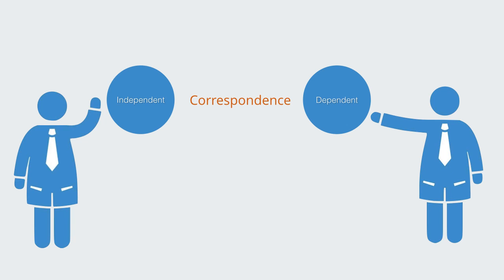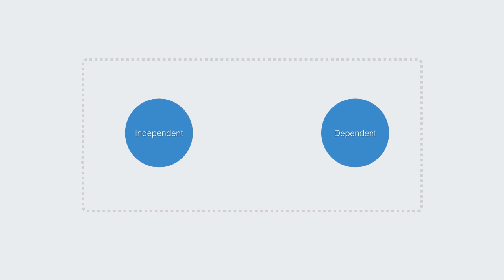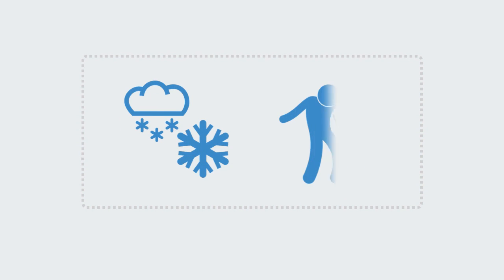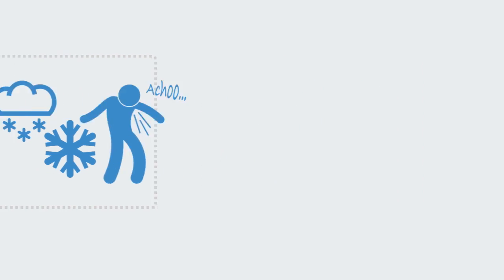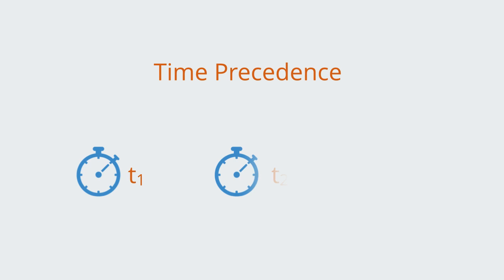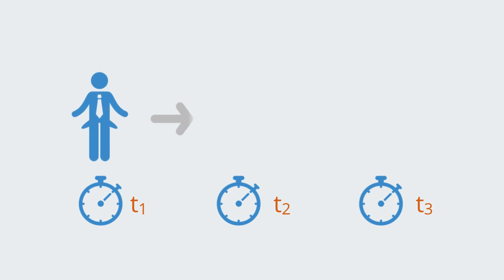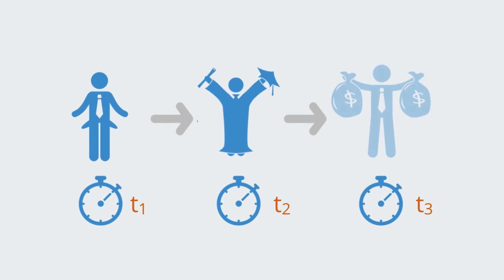Correspondence or correlation means that the cause and effect occur within the same unit of analysis. For example, if being exposed to the cold is more likely to make you sick, then people who are exposed to the cold should be more often ill. Time precedence means that the cause must occur before the effect. If one wants to say that being well educated causes one to earn a higher salary, then the cause of being educated must precede the effect of earning a higher salary.